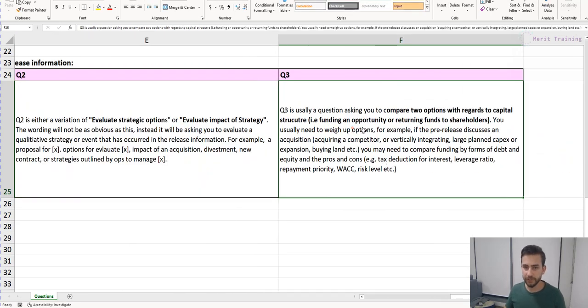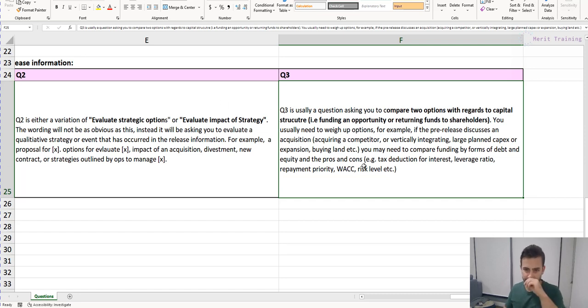And then finally, question 3 is usually a question with regards to capital structure. And when I say capital structure, I mean what's the funding situation? So should we be funding this, whatever the scenario is, like an acquisition or vertically integrated, or maybe they want to do capex or expansions, they need money to do that. How do they get the money? Do they go and get a loan from the bank? Do they raise more capital? Do they sell shares? Do they divest a certain part of the business? These are all the kind of potential options for funding, right?